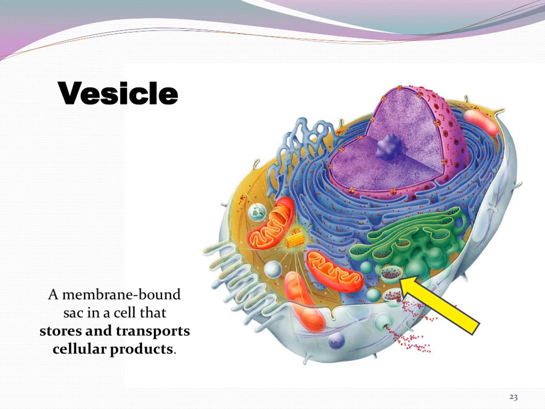These small green structures are vesicles. They are membrane-bound sacs in the cell, and their job is to store and transport cellular products. Sometimes they merge with the cell membrane to export important things like proteins.